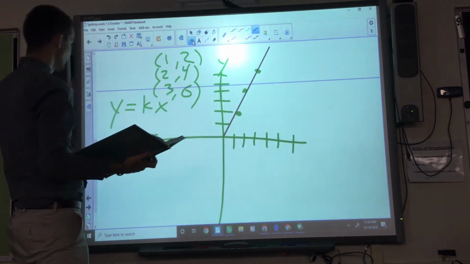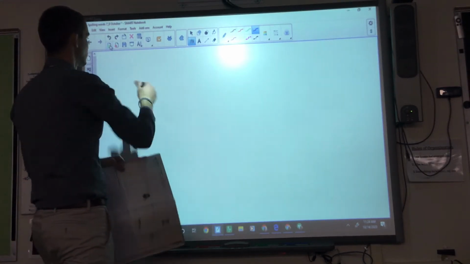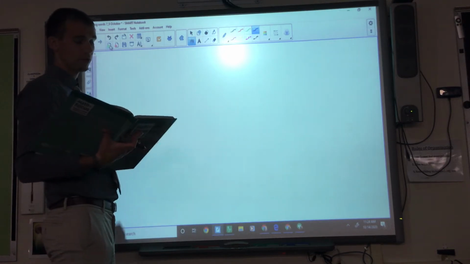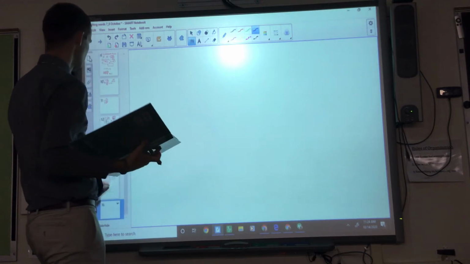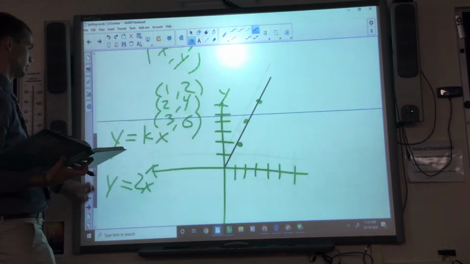So if you look at the next page, 260, identify whether each graph represents a direct proportion. If so, find the constant of proportionality. This is a super easy part. I should have gone back to this part.